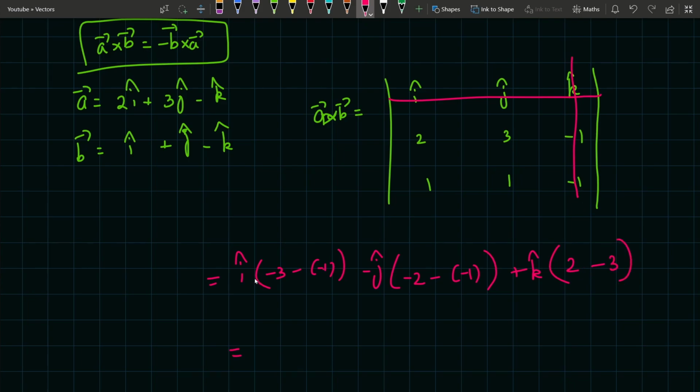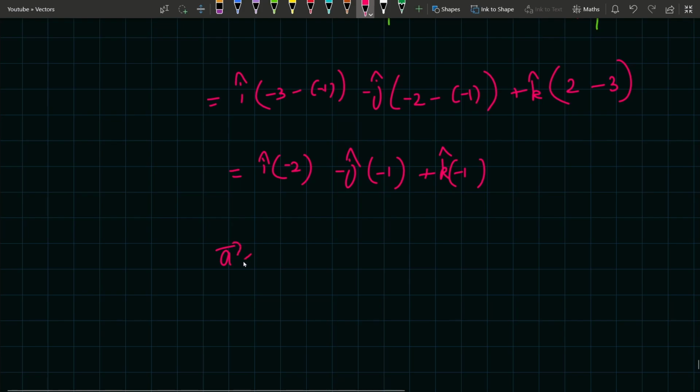Okay, so finally, if I simplify this, it will become i cap into minus 3 plus 1 minus 2, minus j cap into minus 2 plus 1 minus 1, plus k cap into 2 minus 3 minus 1. So the answer is a cross b equals minus 2 i cap plus j cap minus k cap. That's all. That's the final answer.